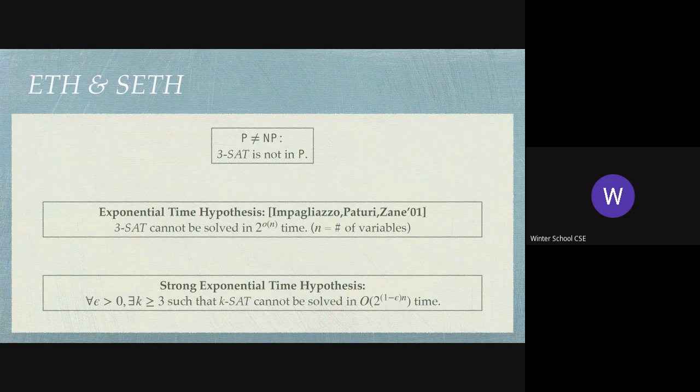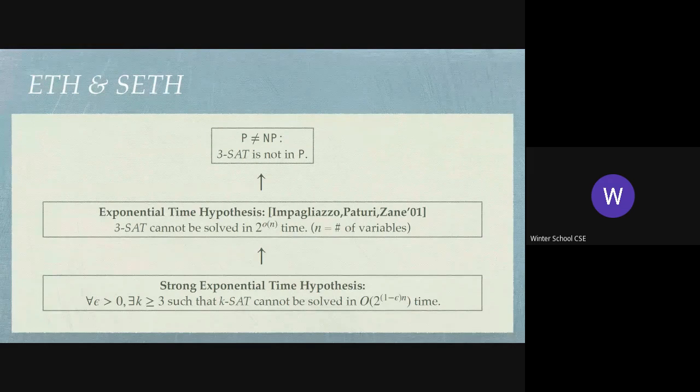So you can do it in 1.99n or whatever, but you cannot do it in root n. Of course, the exponential time hypothesis implies P not equal to NP, and SETH implies ETH. So what we will do now is assume that SETH is true, and assuming that we will prove this. Basically, this implies this.